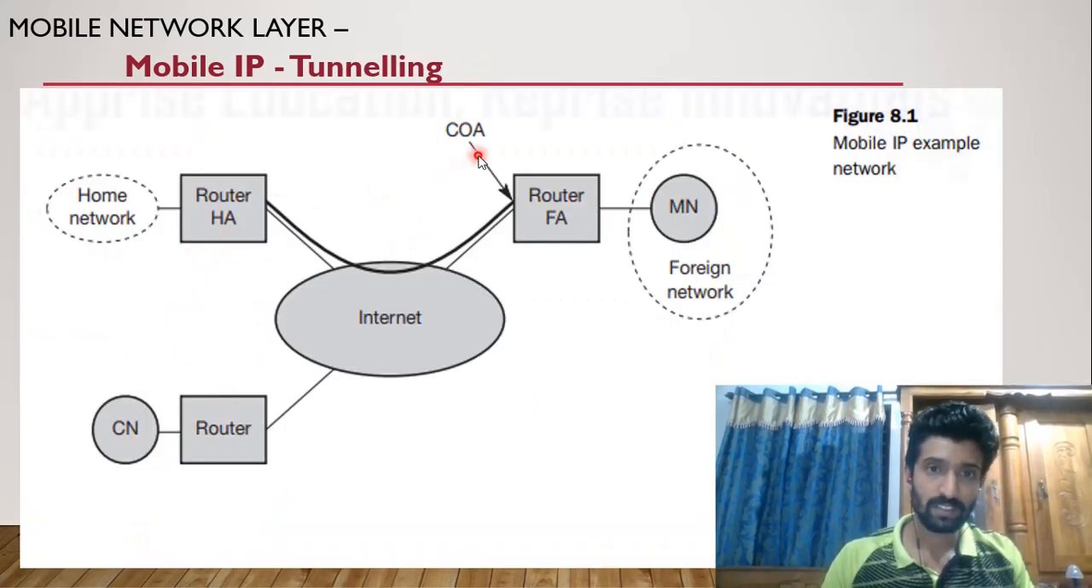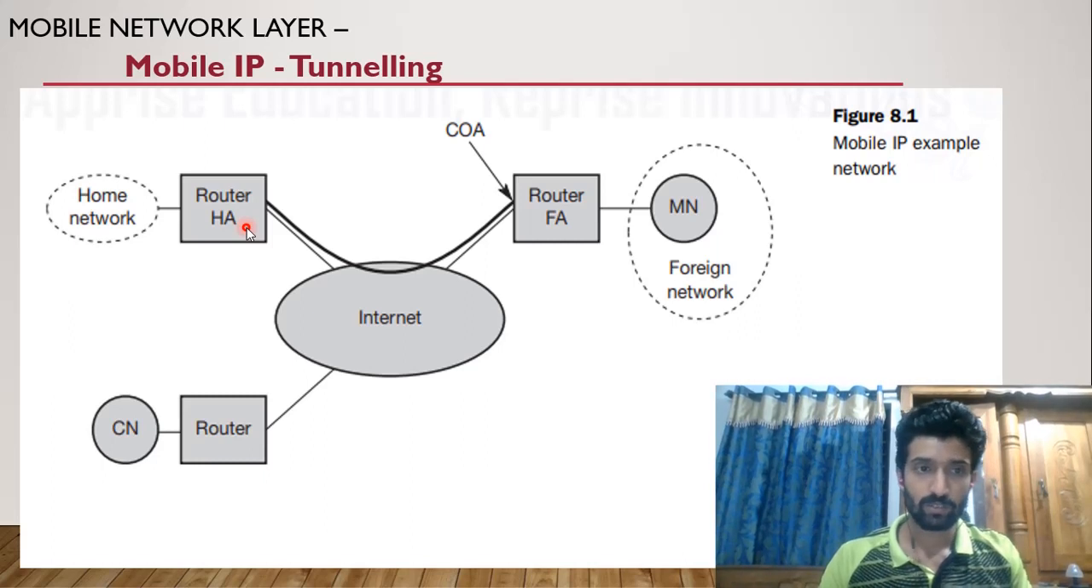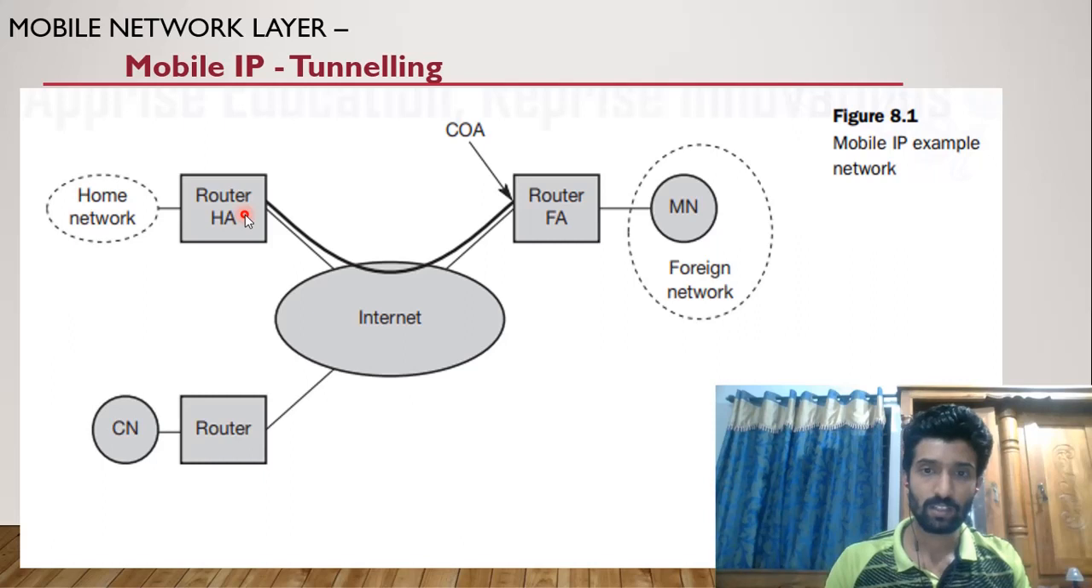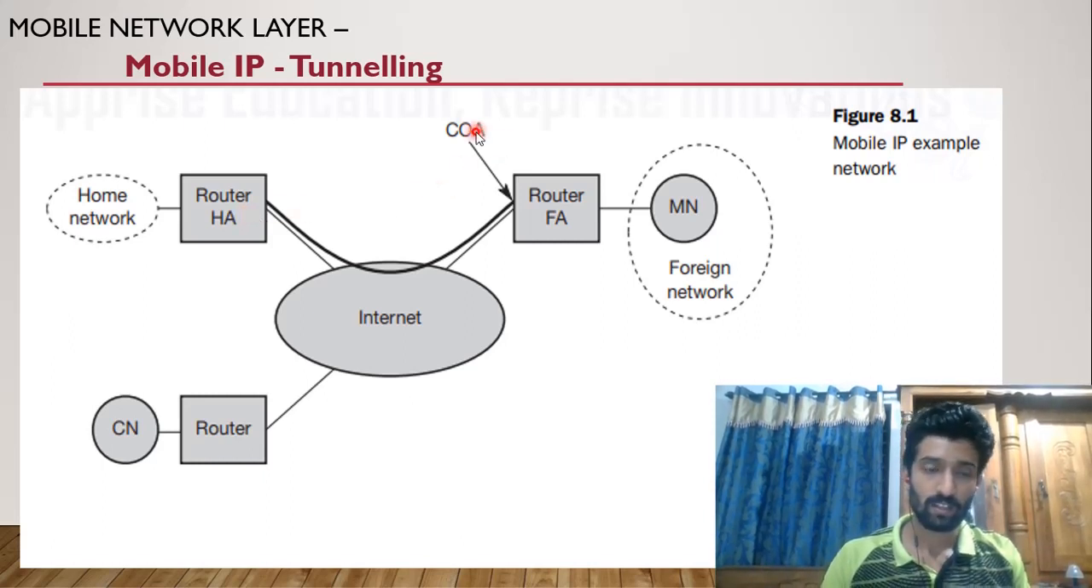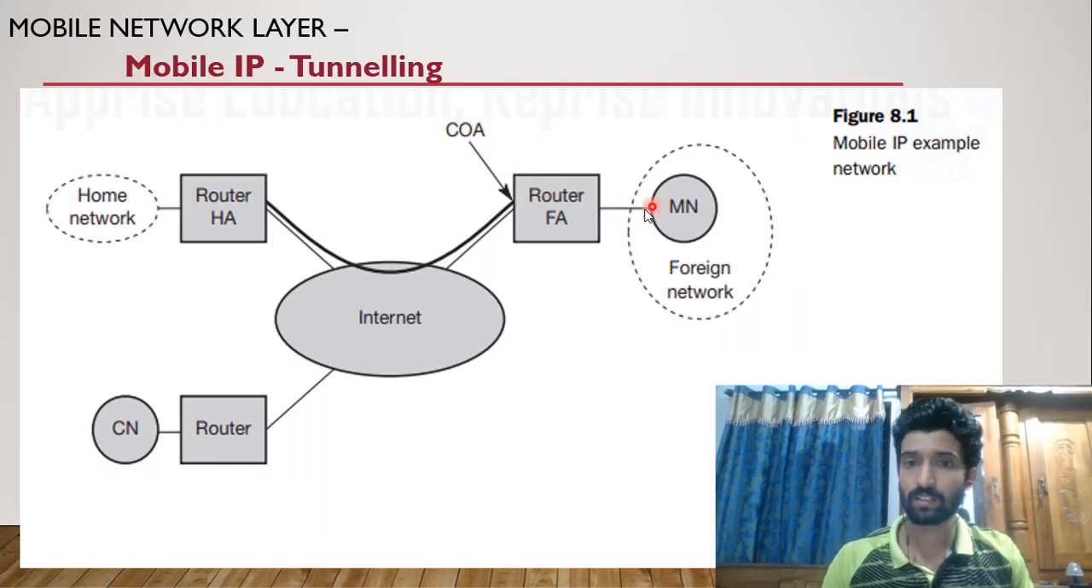Care of address is an address used by the HA to forward the packet to the MN. In other words, when the packet reaches the HA, the MN will be in the foreign network. So the home agent has to use some address to reach the MN, and that address is called care of address. In most cases, the care of address will be the same as the address of the foreign agent, but in some cases it can be directly the address of the MN as well, which we will discuss later.